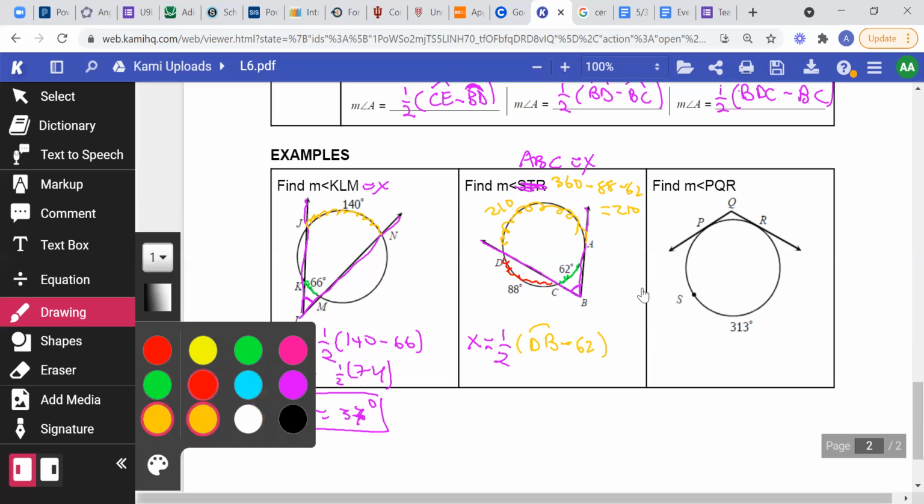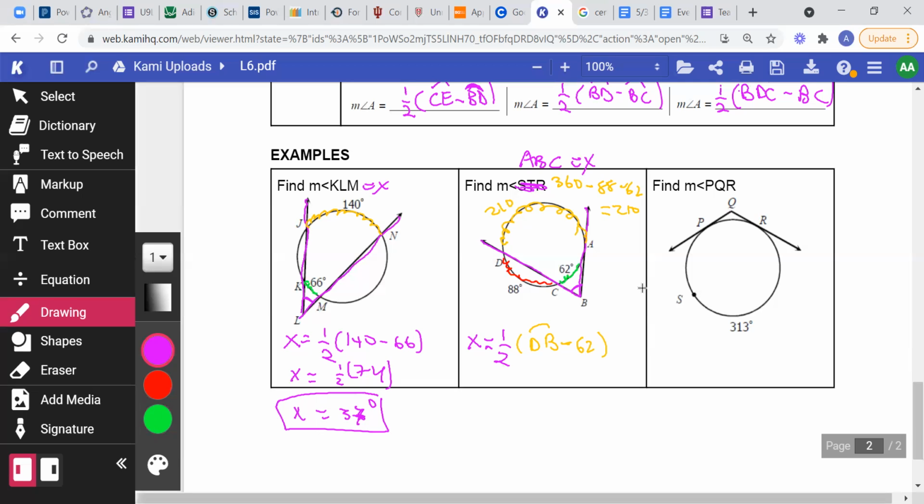Then I go back to my initial equation and replace DB by 210. And 210 minus 62 gives me 148. And half of it is definitely 74.